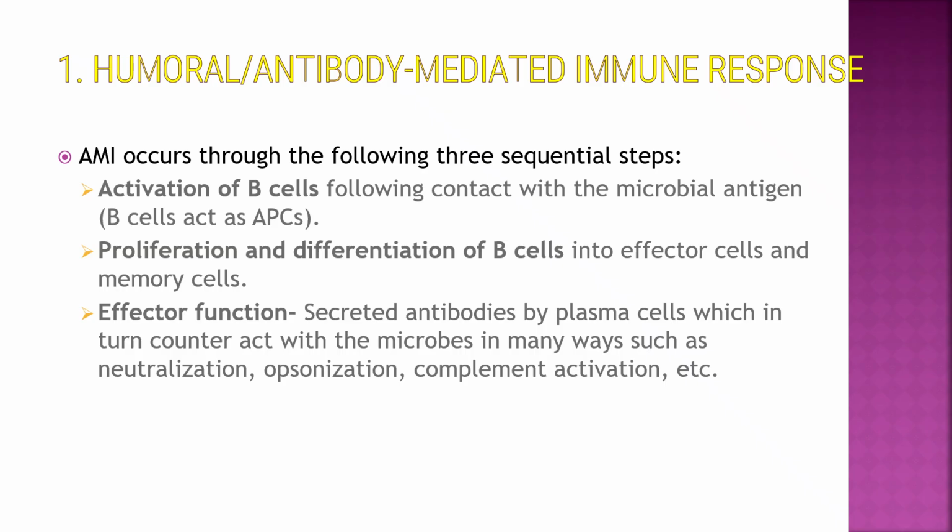Humoral or antibody mediated immune response. It occurs through three steps. First, activation of B cells following contact with the microbial antigen. B cells act as APC, antigen presenting cells. Second, proliferation and differentiation of B cells into effector cells and memory cells. Third, effector function: antibodies are secreted by plasma cells, which in turn counteract the microbes in many ways, such as neutralization, opsonization, complement activation, etc.